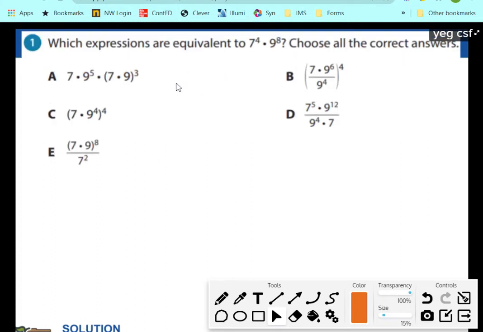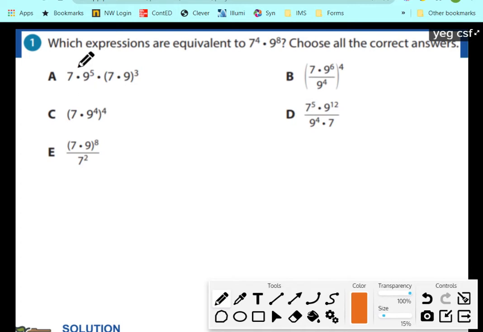All right, next one. Which of the following expressions are equivalent to this? Choose all the correct answers. So especially when you come to these types of questions, you have multiple answers. So it's not only one answer. So you have to look at which one is the right answer. So in this one, obviously use the formulas. That way we can get an idea.